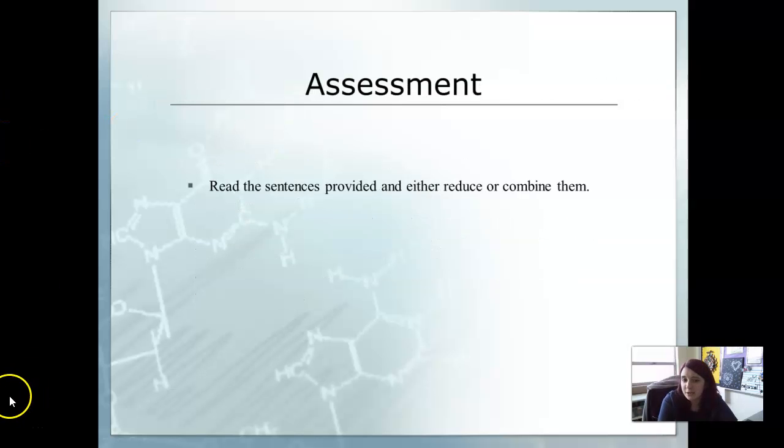So your assessment for today is you're going to read the sentences provided and either reduce or combine them. And that is the end of today's lesson. We will see everyone in lesson 5.